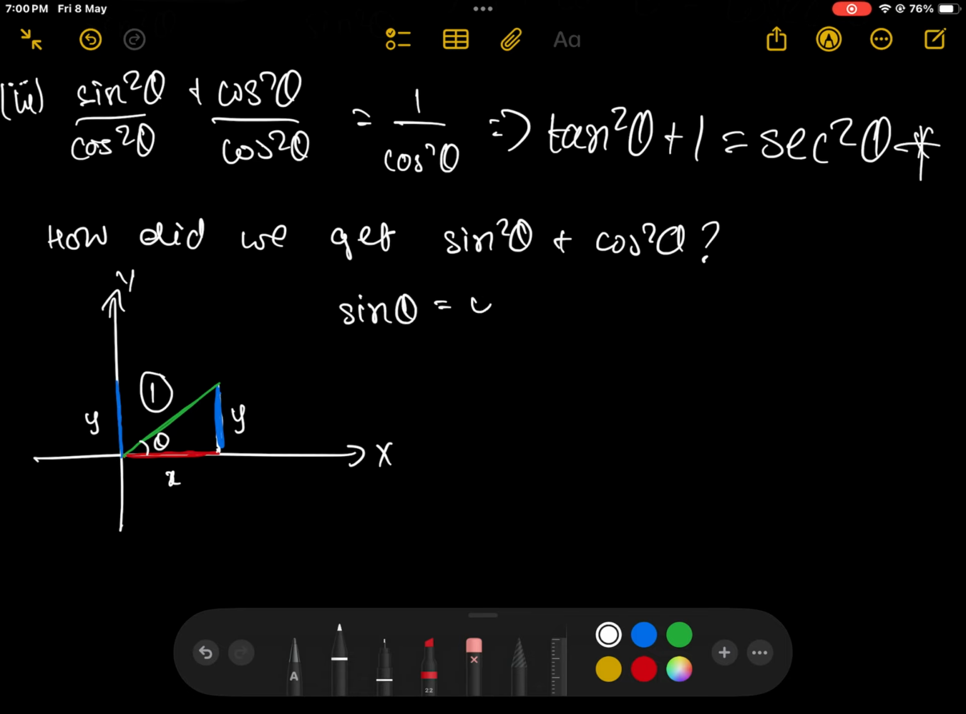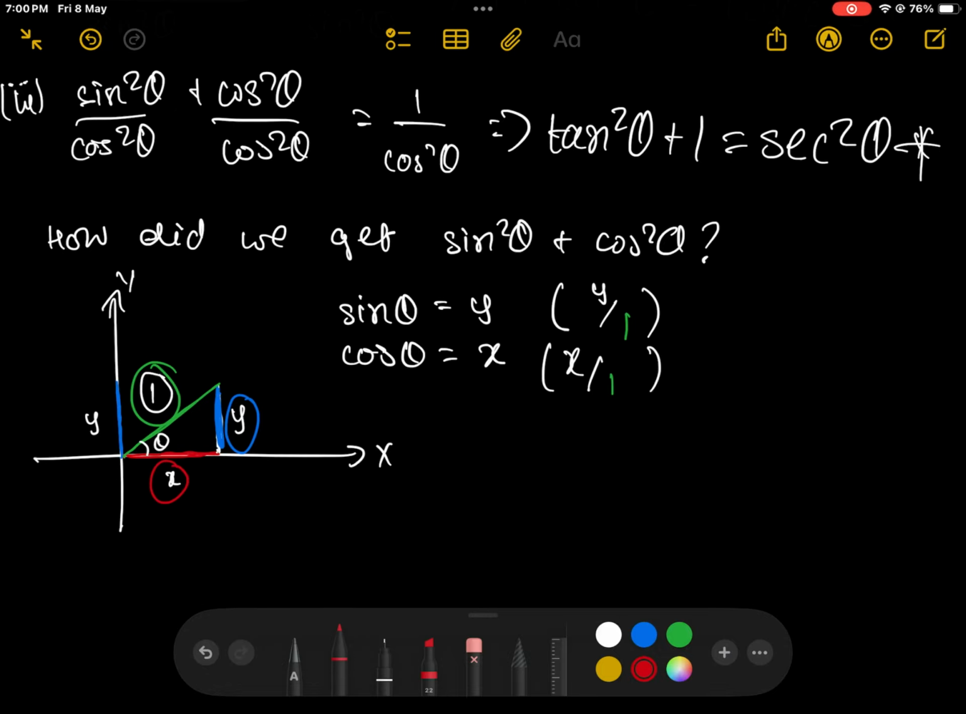So sine theta, as we know, is perpendicular upon hypotenuse, so y by 1 is just y, and x by 1 is just x. So sine theta equals y and cos theta equals x. Now that you have these, you'll just use Pythagoras' theorem, and you'll get your little guy sine square theta plus cos square theta equals 1.